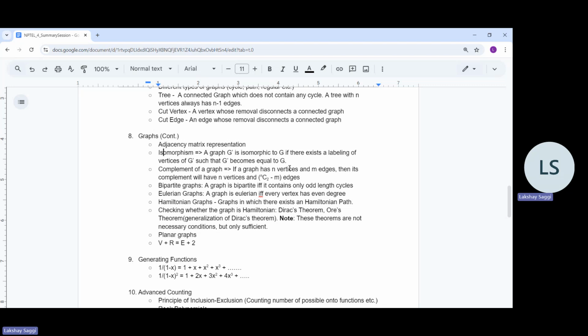So this is what we call isomorphism: a graph is isomorphic to another graph if there exists a labeling of the first graph so that it becomes equal to the second graph. We don't change any edges or vertices, we just change the labeling and then the graphs become equal. And then we discussed what the complement of a graph is. The complement of a graph is just a graph in which the vertex set remains the same, but we invert the edge set.